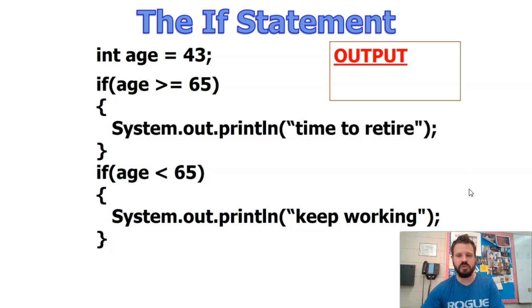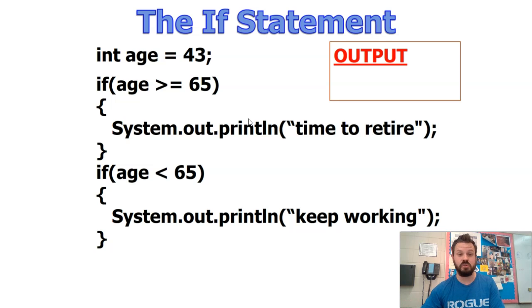And then I have two conditionals right next to each other. One where if age is greater than or equal to 65, it's going to print "time to retire." And then the other one, followed by that, is if age is less than 65, we'll say "keep working." By stacking these conditionals next to each other the way I have them, I'm guaranteed that one of the two is going to run.